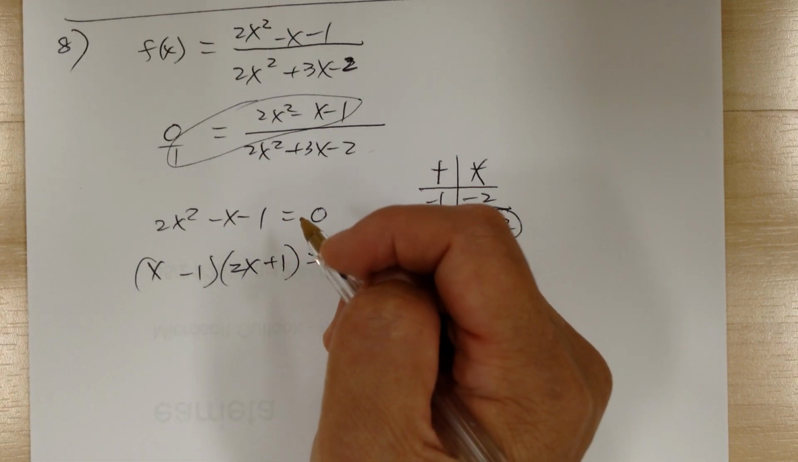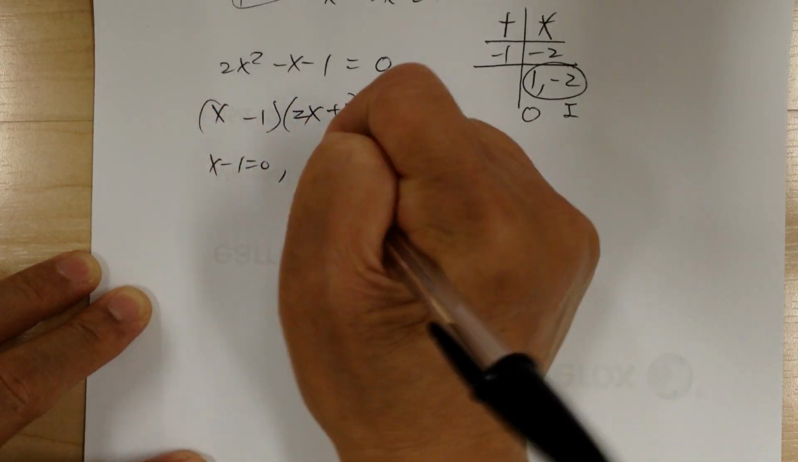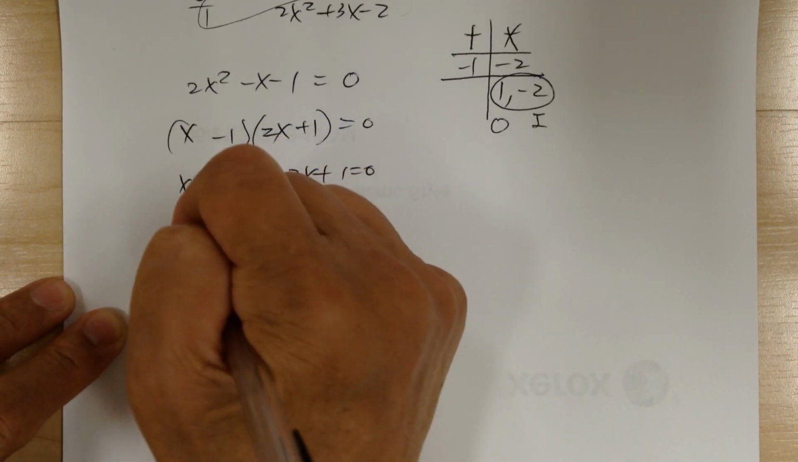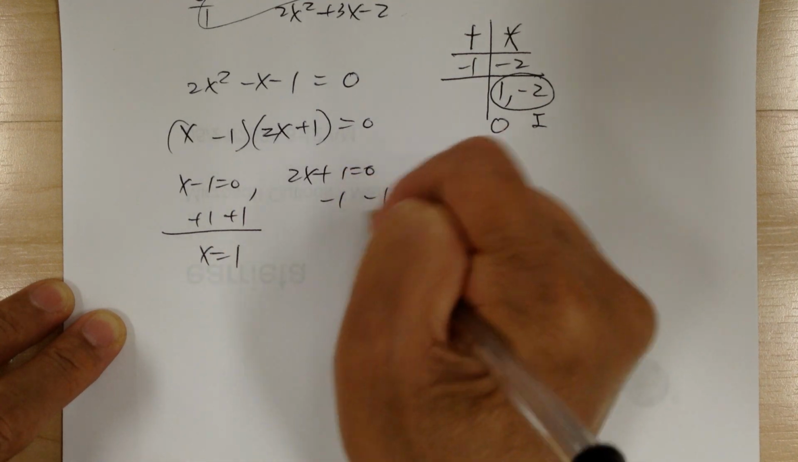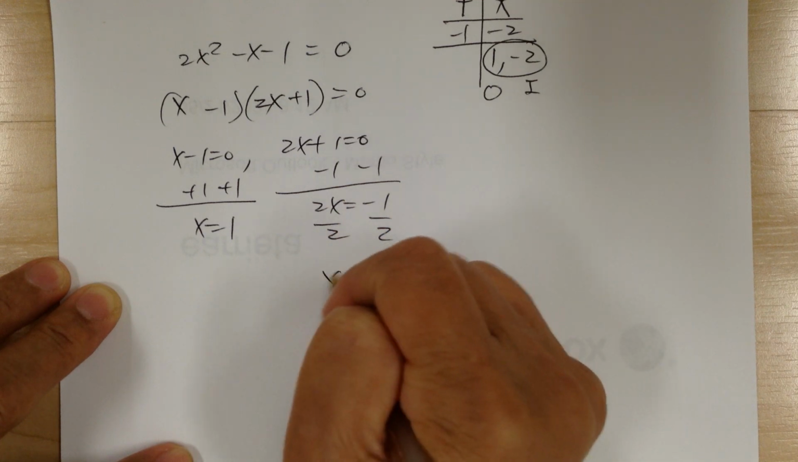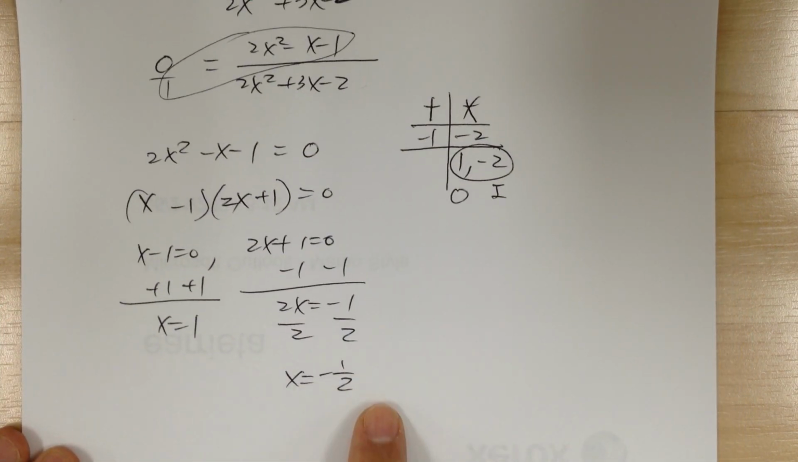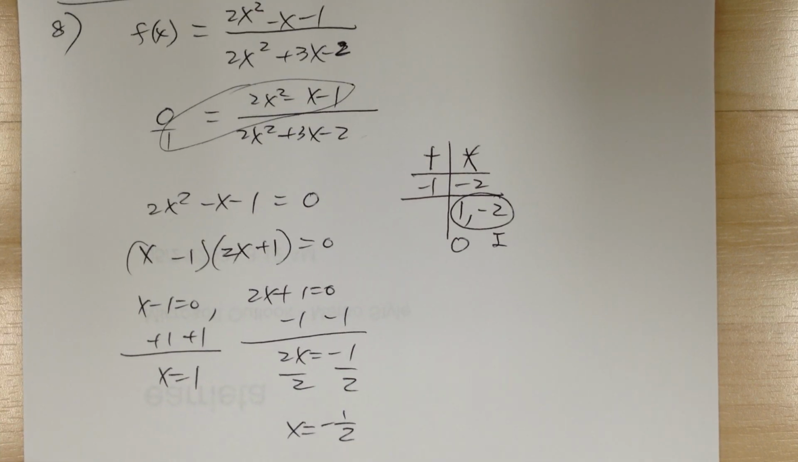Okay, then after that you go and solve by setting it equal to 0. Okay, so +1 on each side, so x equal to 1. This one you -1 on each side, so you got 2x equal to -1. Divide by 2 on each side, so x equal to -1/2. So your two answers would be 1 and -1/2. Okay? And so look for the answers 1 and -1/2. That's answer A.